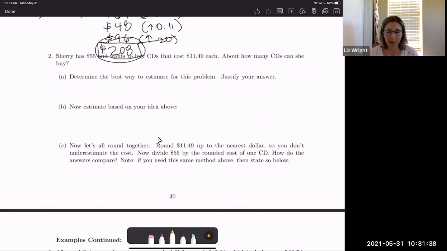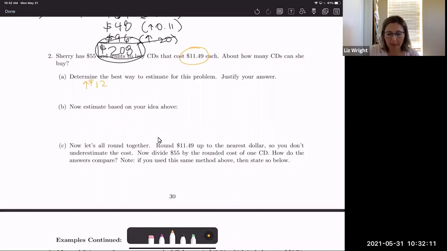All right, so here Sherry has $55 and wants to buy CDs that cost $11.49 each. About how many CDs can she buy? Determine the best way to estimate for this problem and justify your answer. Well, again, we don't want to get up to the cash register with too many. And so I've seen students do a couple different things where they say, okay, well, this is close to $12. And so maybe they round that up to $12. And then they just start doing multiples of it.